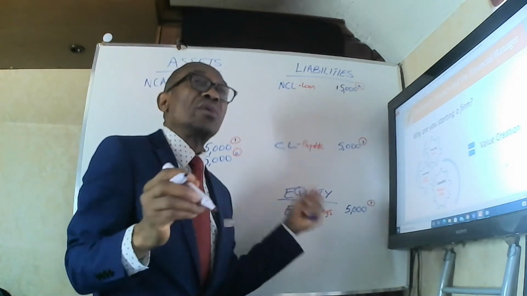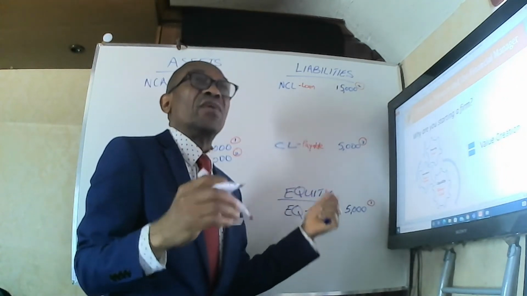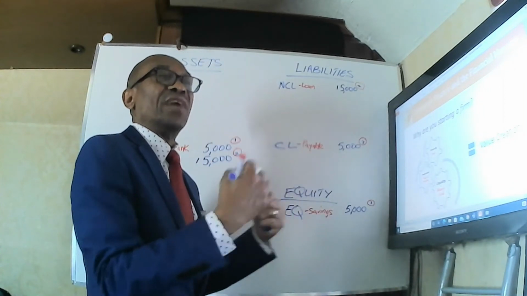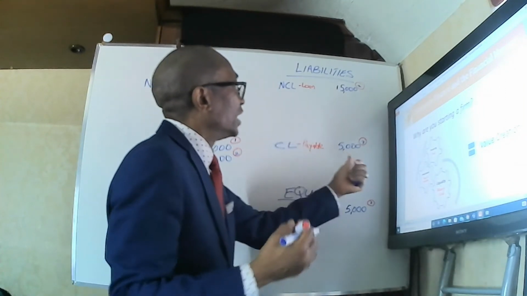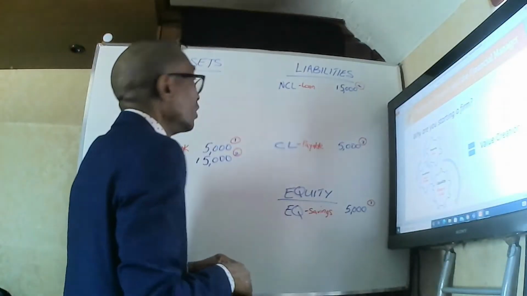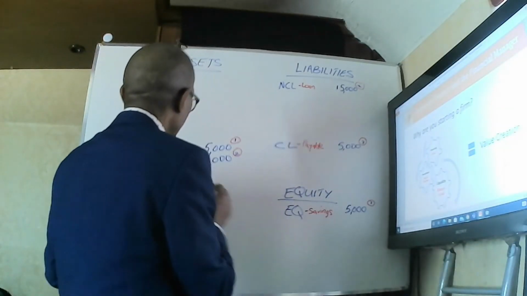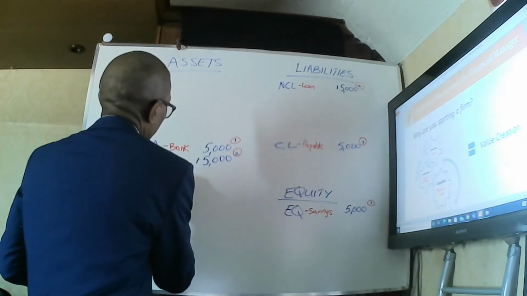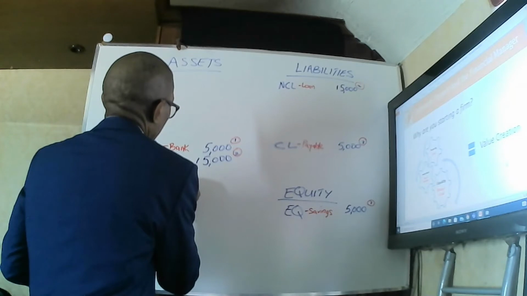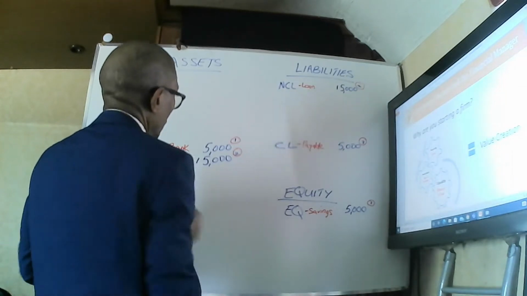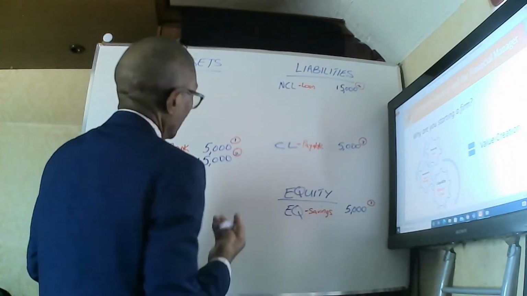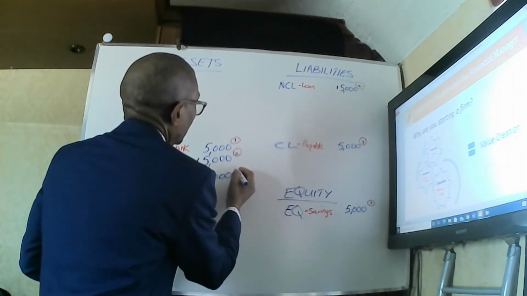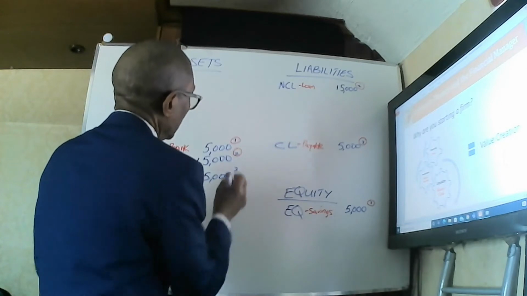And what will be the opposite entry? For every credit, there will be a debit and vice versa. So I've gotten a credit of 5,000, so I'm going to debit my inventory here. Inventory, 5,000. That's my third transaction, noted.